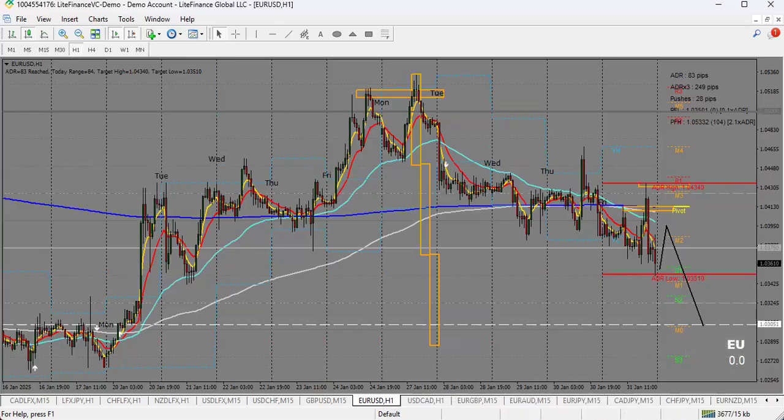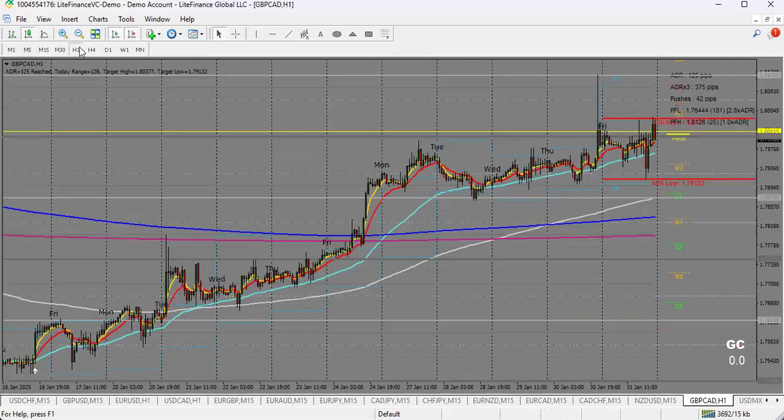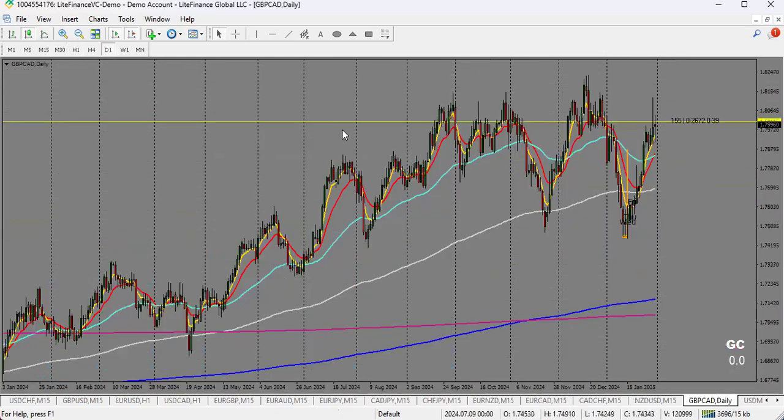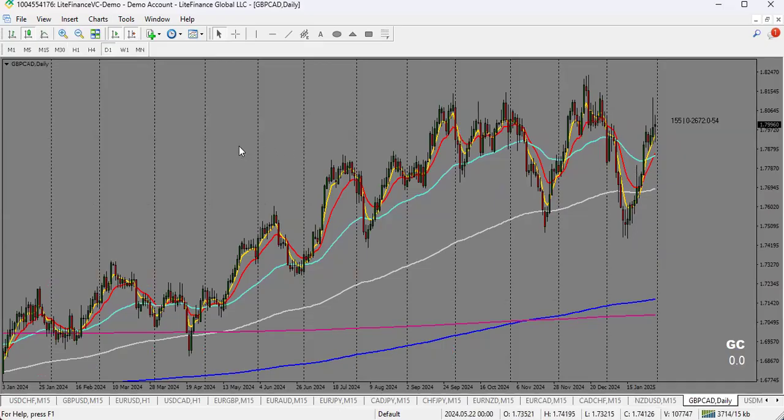So our final pair will be GBPCAD. This pair has been volatile recently, and we have been following it. I've been sharing the charts with you, the analysis and all that. I think since it was forming this peak here. Okay, so let me load the template again. So let's look at GBPCAD. We have a very strong upward movement. Let's see if we would have a continuation here or a pullback.